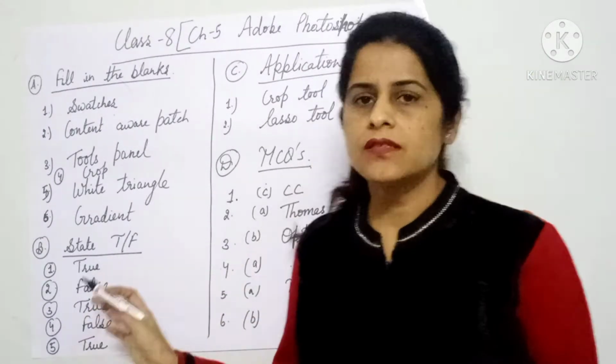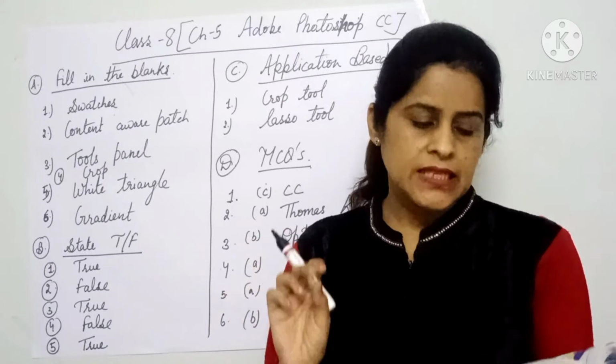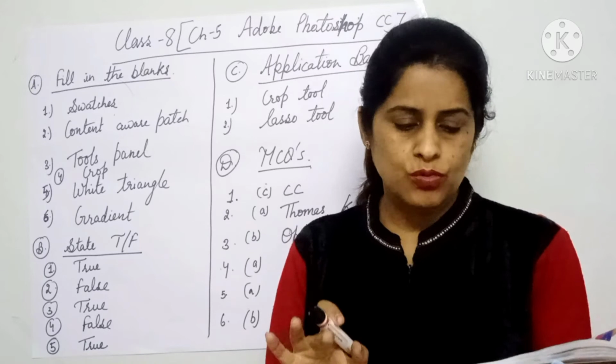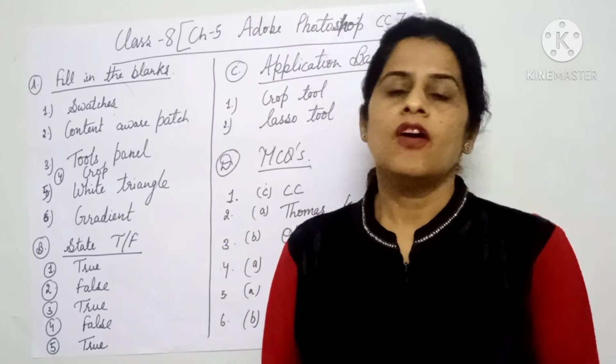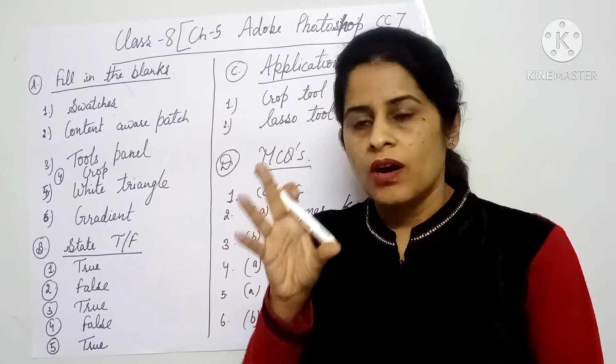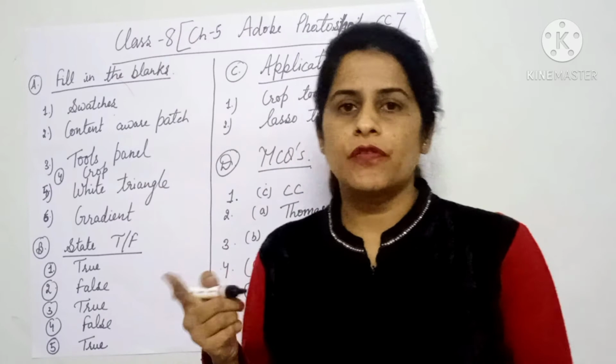Now next is true and false. First true and false is, first is lasso tool is a bunch of three useful tools used for freehand selection. Why we use the lasso tool? If you want to select any object within a picture, then which tool you will use? We will use the lasso tool.